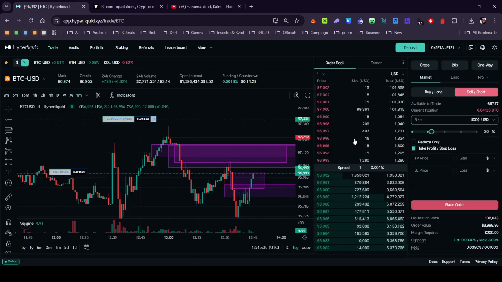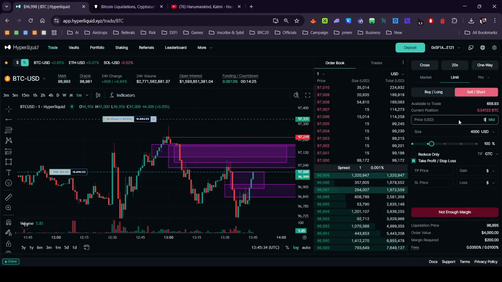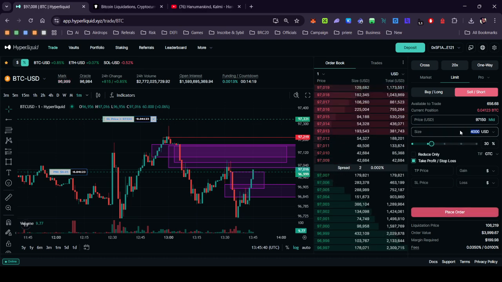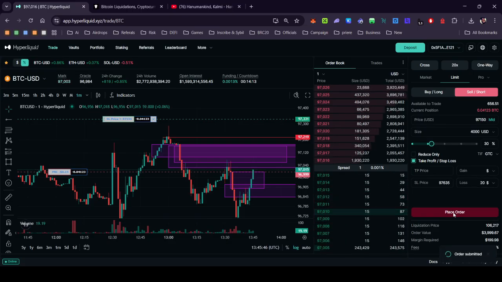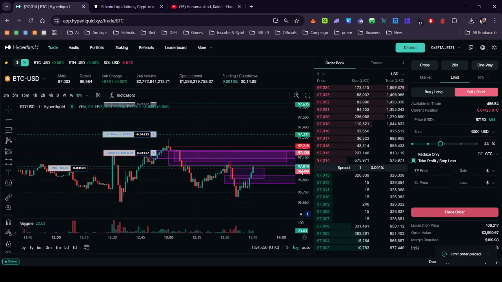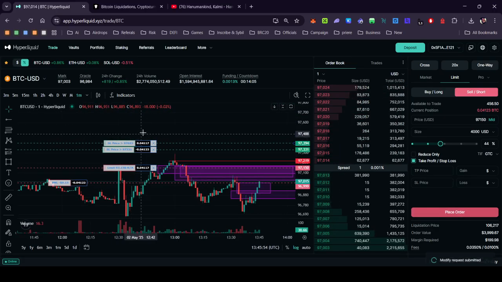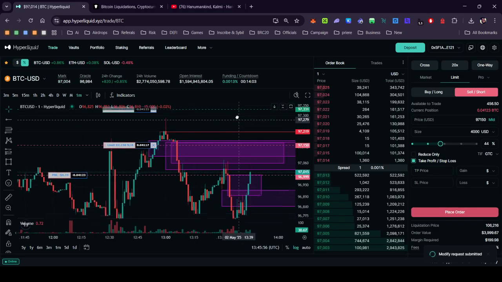97,100. So I'm gonna put a limit order at 97,150 and put a stop loss of $20. And these are going to be my trades for the day.